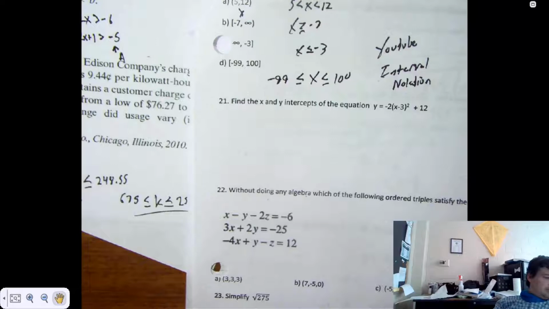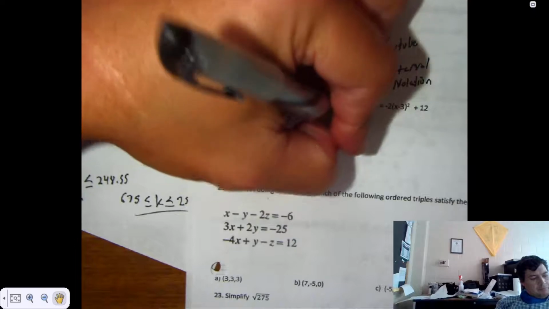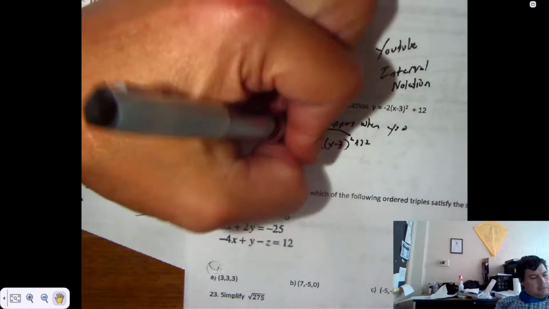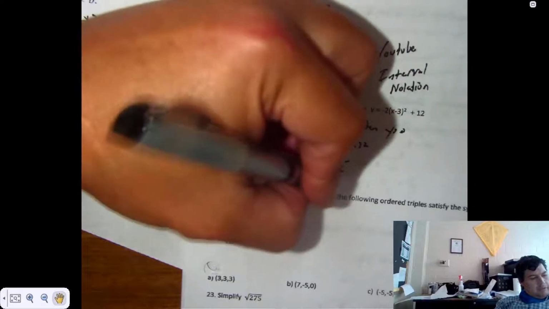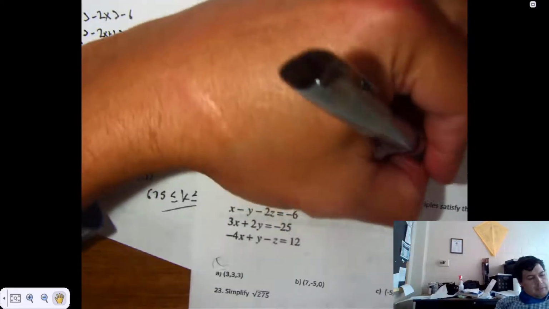Find the x and y intercepts of this thing. X-intercept happens when y equals 0. So 0 equals -2 times (x minus 3) squared plus 12. It's a lot like the one you did earlier. We're going to take away 12. What we're going to do is divide out that -2. That's going to give me 6 equals (x minus 3) squared.